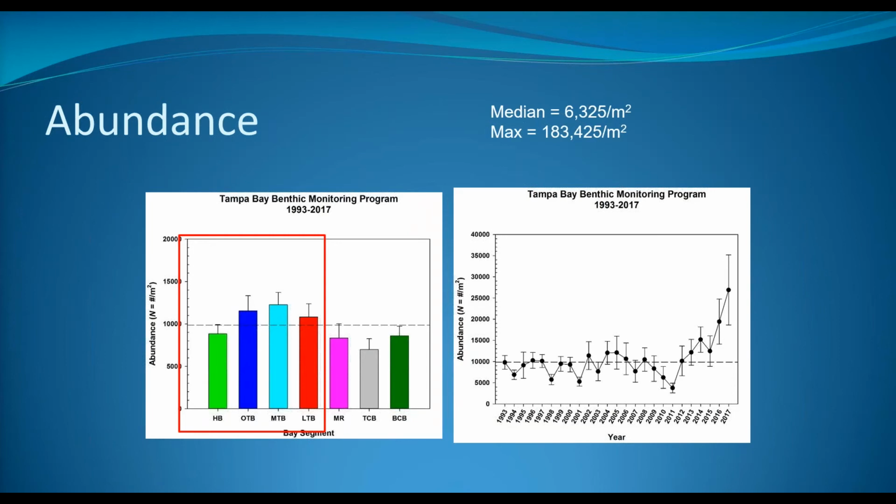Next slide. Looking at the abundance of benthic organisms, the median is 6,325 organisms per meter squared, with a maximum of 183,425 organisms per meter squared. Abundances tend to be higher in Old and Middle Tampa Bay and also Lower Tampa Bay. And if you look at the temporal trends too, similar to what we see with the species richness, we've also seen an increase in the number of actual counts that we've been finding in our benthic samples.